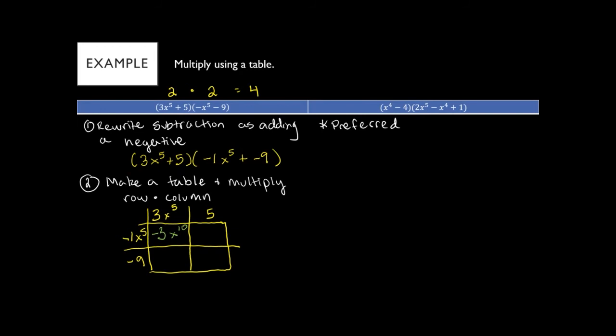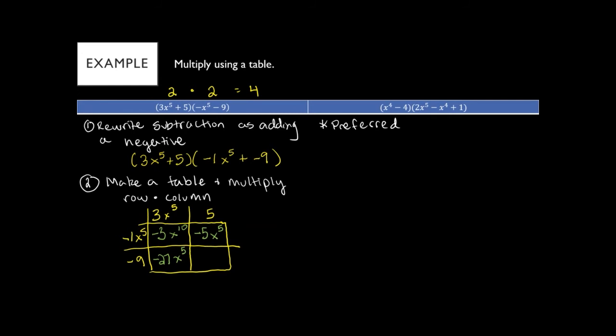Then I move to the next box with negative 1x to the fifth times 5. So negative 1 times 5 is negative 5, and then I have x to the fifth because I don't have another x that I'm multiplying by. Then you move to the second row. So I'm multiplying negative 9 times 3x to the fifth. Negative 9 times 3 is negative 27, and then I have x to the fifth.